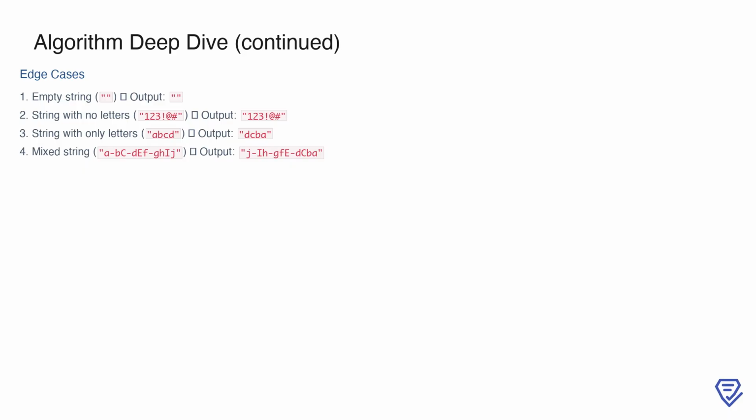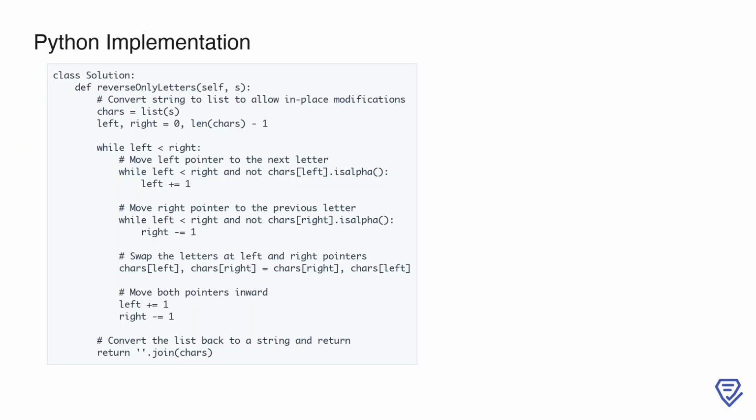These examples demonstrate the robustness of the solution, as it consistently produces the correct output regardless of the input structure or content. By addressing these edge cases, the algorithm ensures reliability and correctness across all possible inputs. This solution efficiently reverses the letters in the input string while preserving the positions of non-alphabetical characters.